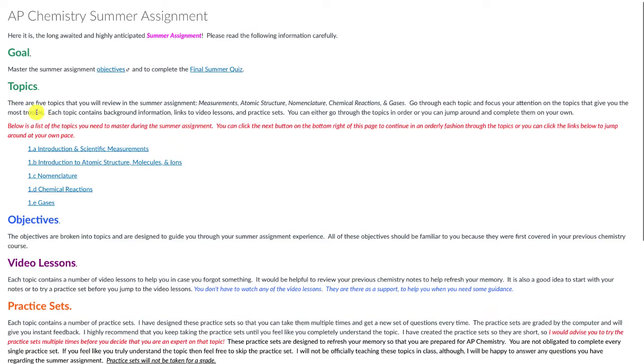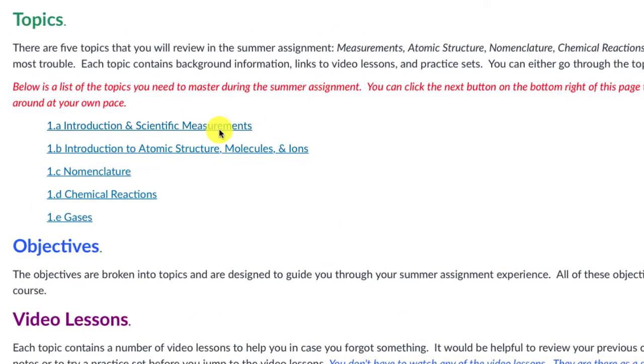As I said before, there are 5 topics that you're going to review for this summer assignment. There's scientific measurements, general basic atomic structure, getting into molecules and ions, then nomenclature, which is naming and formula writing, then basic chemical equations and chemical reactions. That's where you're going to be balancing and predicting products. And then the last topic is gases. I'm not going to go through each of these topics individually, but I do want to give you a general overview of what's in each of them.